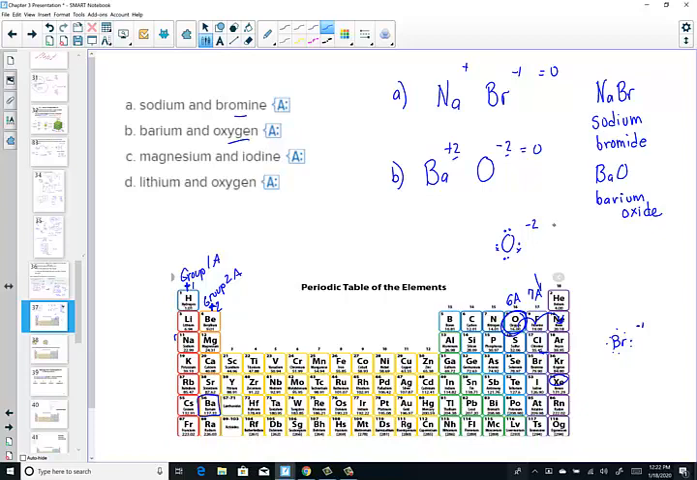Magnesium and iodine. So in letter C, we want to find magnesium. Let me just clean that up. And you know where that is? Right in the same column as where we found barium a moment ago in group 2A. We know that all elements in group 2A have 2 valence electrons. They're going to lose 2 electrons. Number 12 here, magnesium. When it loses 2 electrons, it becomes like the noble gas neon. So loss of 2 electrons makes it become a +2 charge.